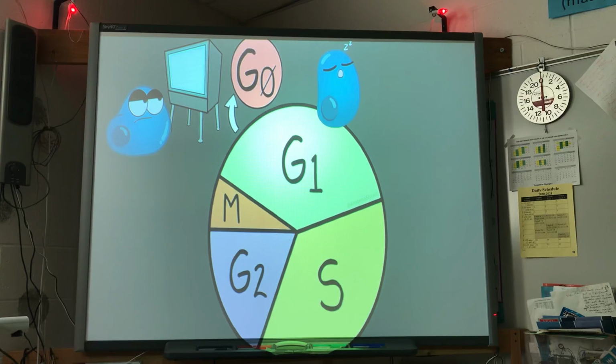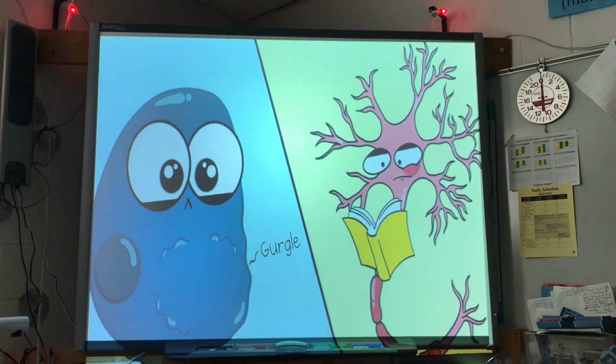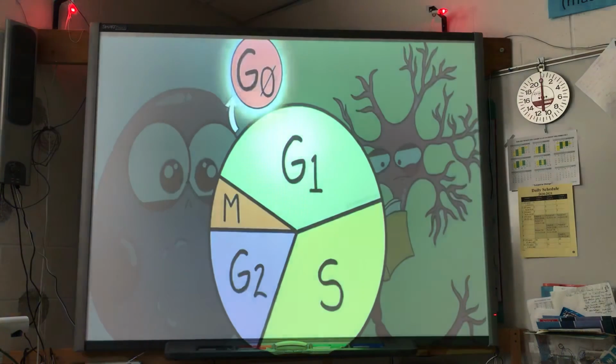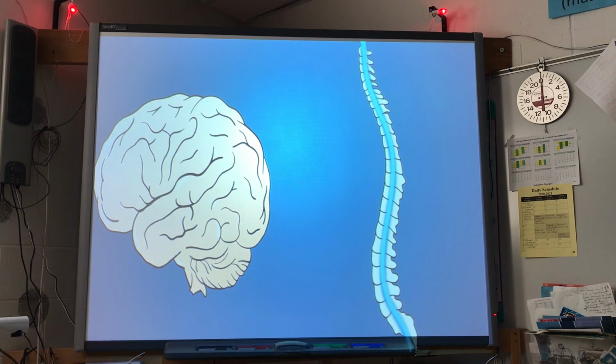Some cells go here temporarily, maybe if there's not enough resources around, for example. But some, like many types of neurons in your brain and spinal cord, may stay here permanently. If they stay here permanently, they'll never get to M phase, so they will not divide. This can be one reason why a major injury to the brain or spinal cord can have challenges with healing, as many of those cells may not be able to replicate, a topic that definitely continues to be researched.